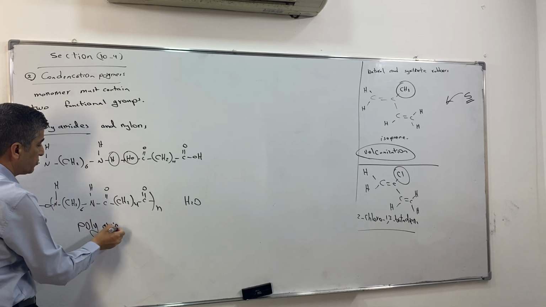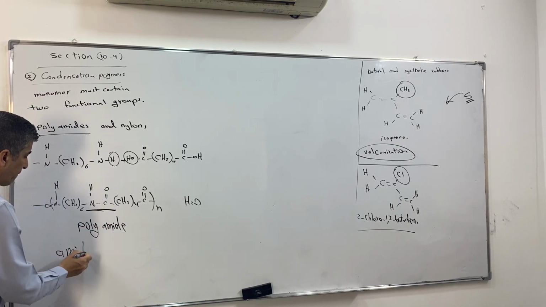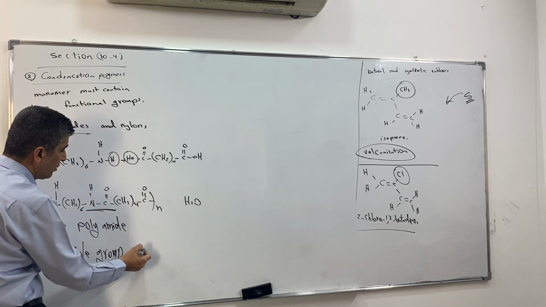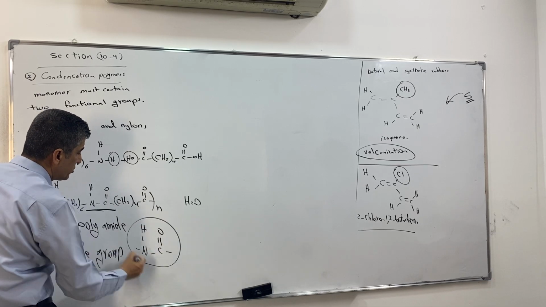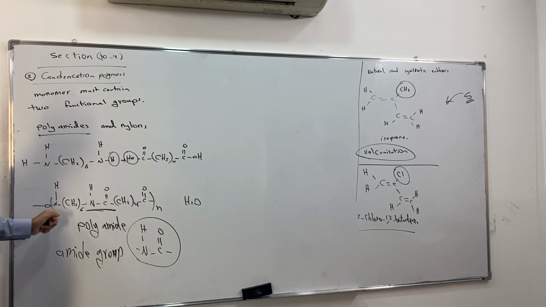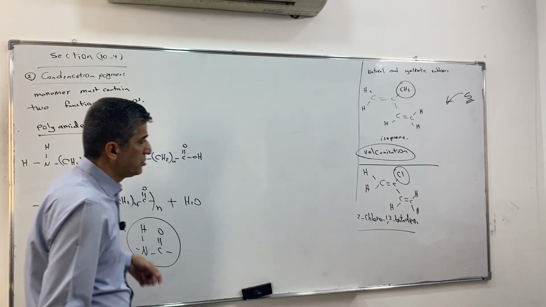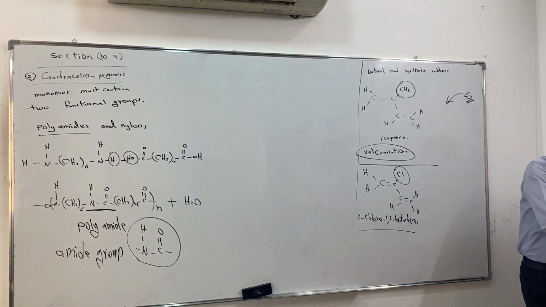Why is it called polyamide? Because it contains amide groups. An amine and a carbonyl together form what is called an amide group. Therefore, this polymer is called polyamide because it contains many of these groups. Also we have water in the product. This is the condensation reaction between two monomers, each containing two functional groups.